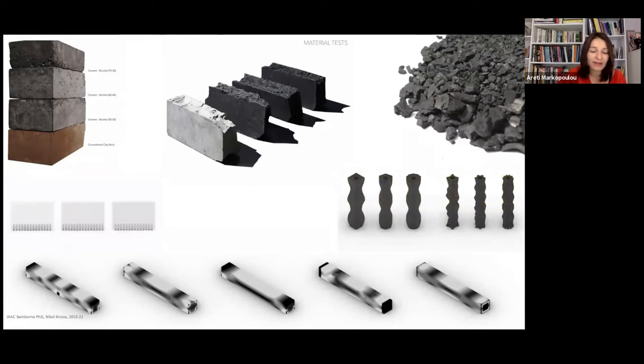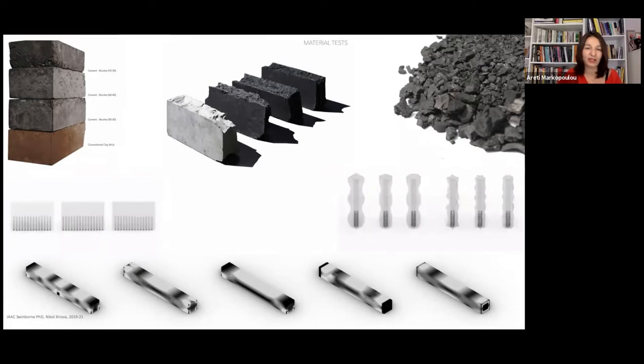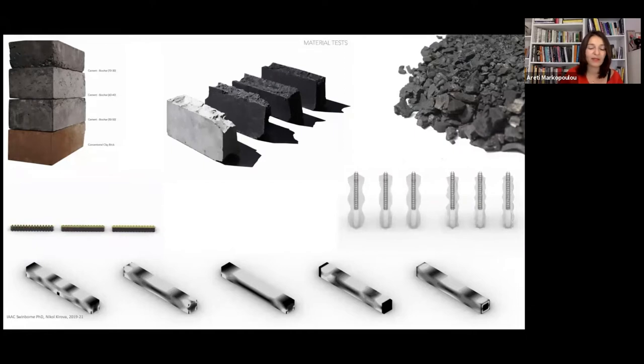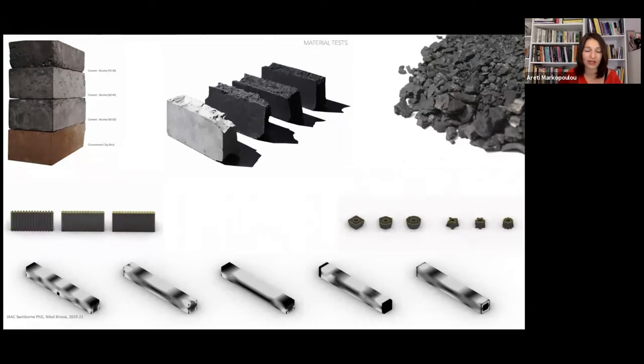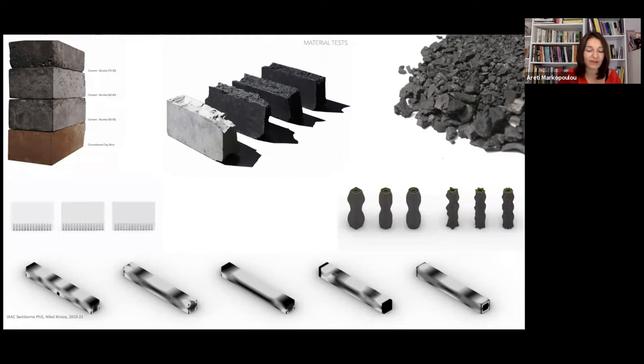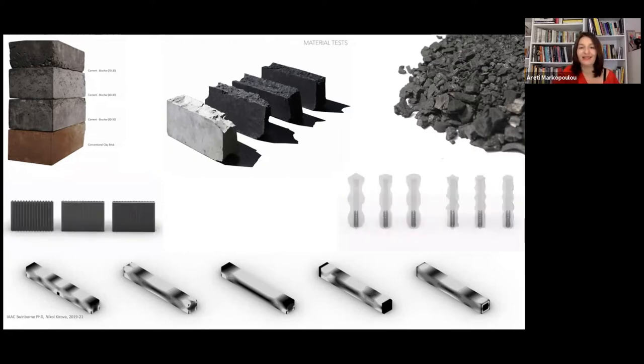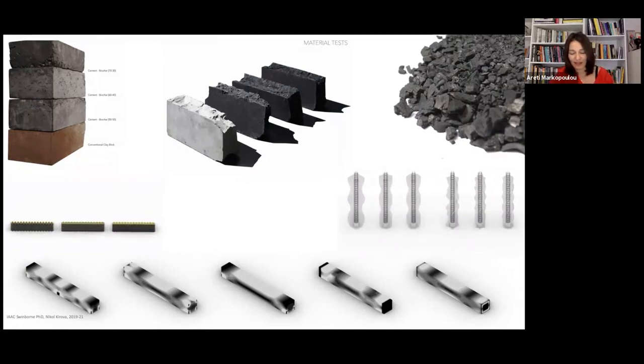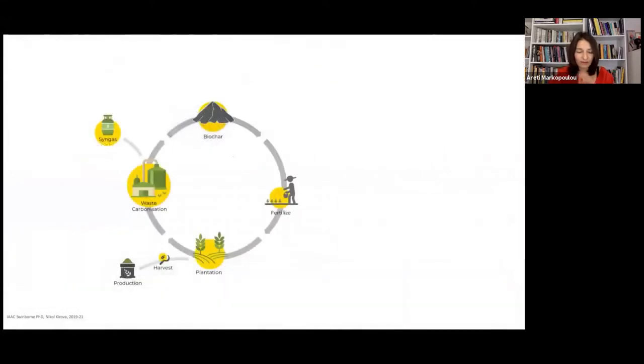So building with biochar means developing not just zero, but negative carbon solutions for architecture. We're working on developing columns, beams, or structural walls with biochar, with the goal of achieving buildings that are made out of CO2 instead of buildings that emit CO2.